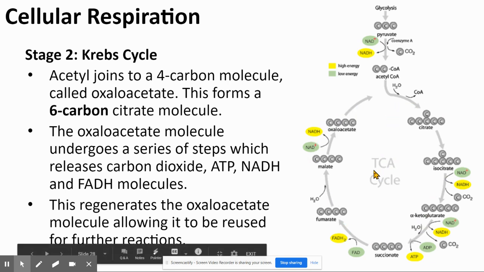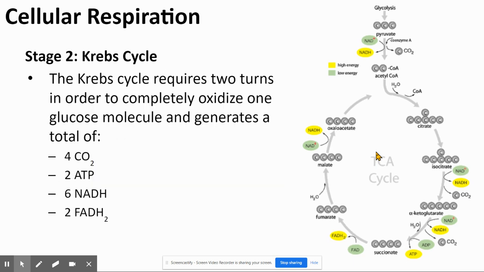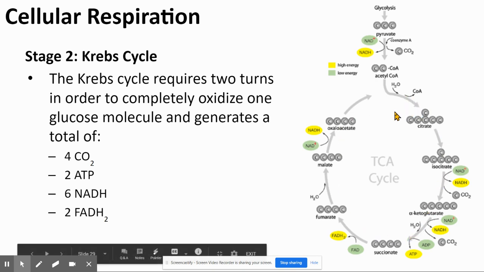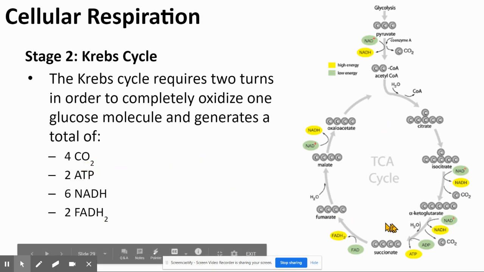This is called the citric acid cycle here. You can also call it the Krebs cycle. I don't know why they call it different stuff. All right. So it does require 2 turns. So it has to go around twice for each molecule of glucose. And basically what it's going to generate is 4 CO2. So here's a CO2 and here's a CO2, but it has to go around twice. So 2 times 2 is 4.